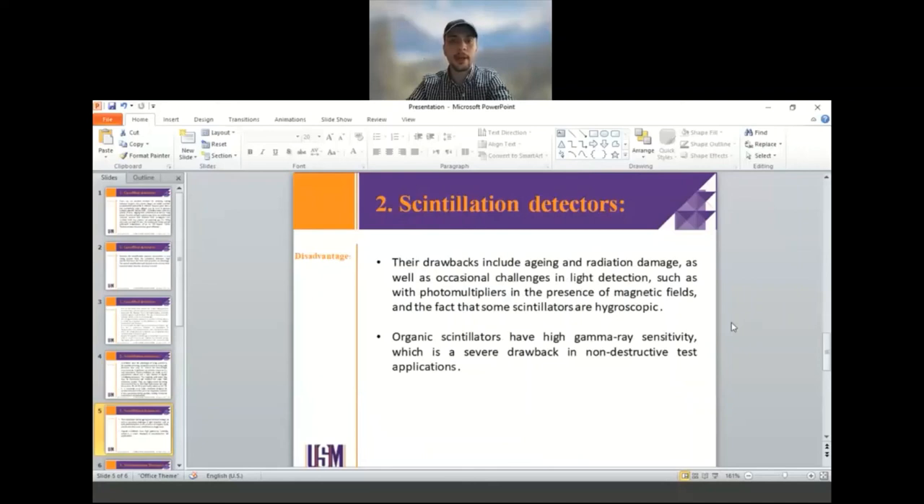Disadvantages: their drawbacks include aging and radiation damage, as well as oxidation, challenges in light detection, such as with photomultipliers in the presence of magnetic fields, and the fact that some scintillators are hygroscopic. Second, organic scintillators have high gamma ray sensitivity, which is a serious drawback, and are not suitable for destructive tests.